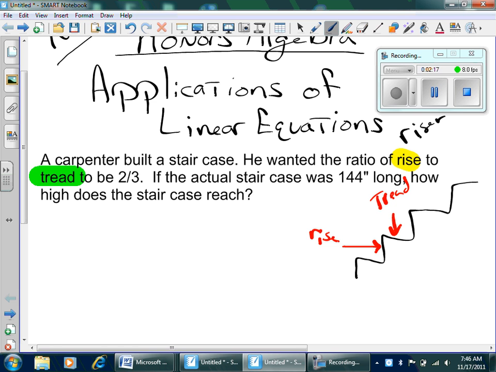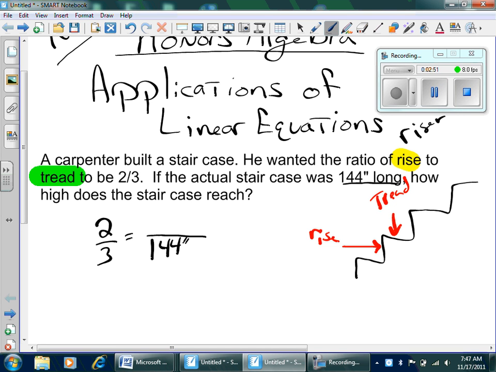So when I see this, I go, oh, it's a rise and run problem. In other words, it's a slope problem. Hopefully you said slope. So I know that my slope needs to be 2 to 3. Rise 2, run 3. I also know that the actual staircase runs 144 inches, because it's 144 inches long. Two tick marks like that means inches.